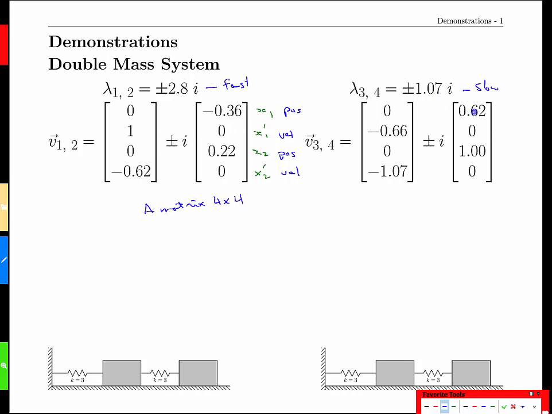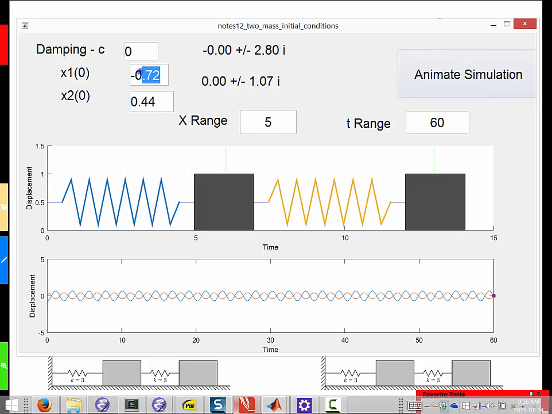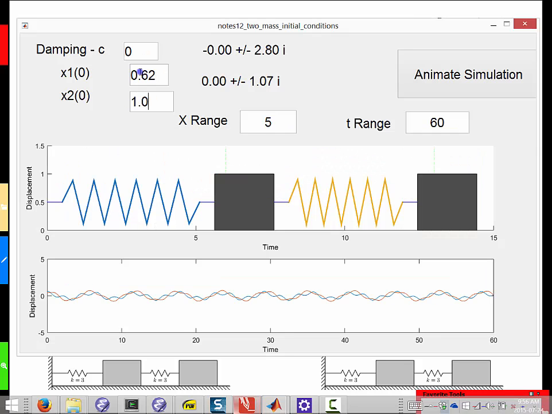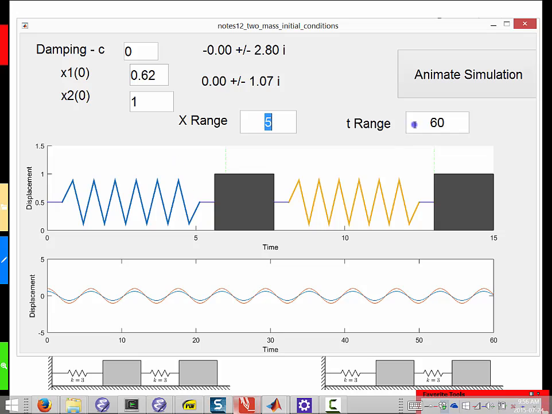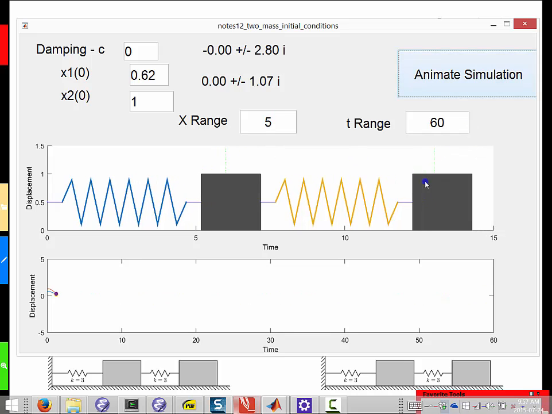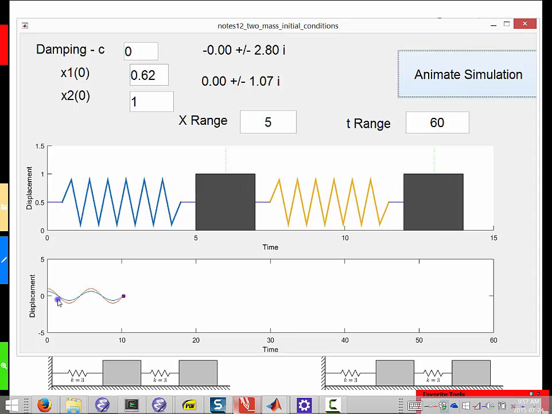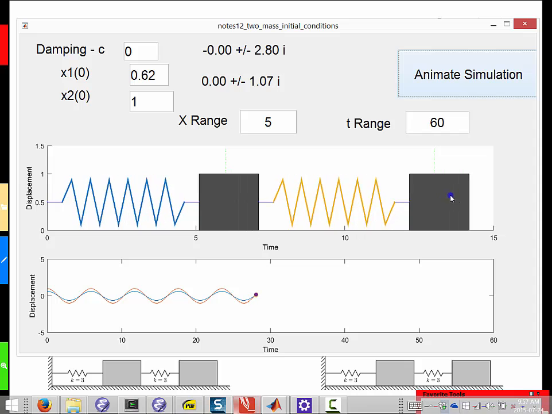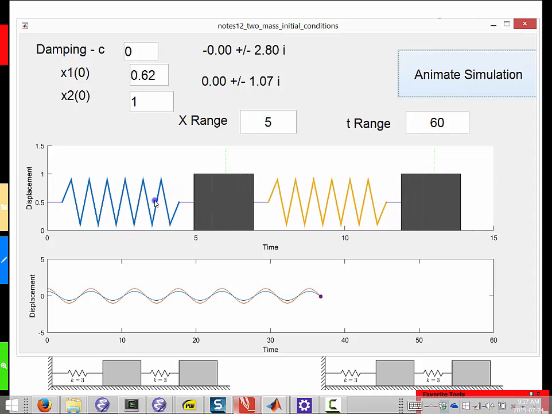Now what about the slow mode? Notice here we can pick an x1 position of 0.62 and an x2 position of 1.0. Let's try that. 0.62 and 1.0. And let's animate that. Again, notice the equilibrium positions. We've stretched one mass out 0.62 units, the other one out a full unit. And here we see these longer period oscillations, the two masses now moving in synchrony with each other, going in the same direction every time.